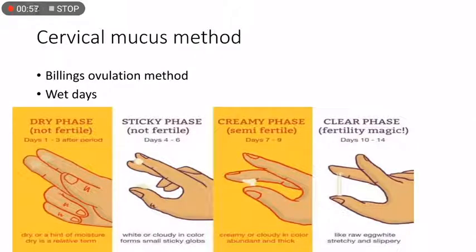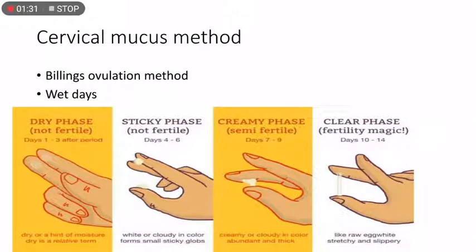Cervical mucus method, also known as the Billings ovulation method. Well, here we classify days as wet days and dry days. Wet days indicate the woman is fertile, and dry days indicate she is infertile. Well, the fluid we are talking about here is the cervical mucus. So it indicates a lot of phases. Dry phase indicates she is not fertile and she can have sex. And days 1 to 3 after a period is a dry phase.